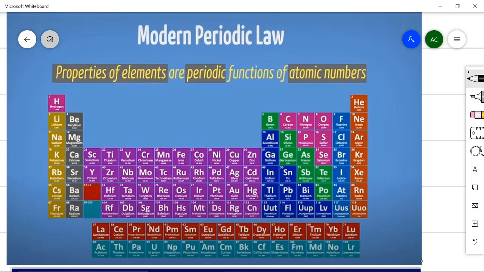Then we have the zero group. This we call the zero group, or we also call it the 18th group, and also the zero group. Both the names are correct.